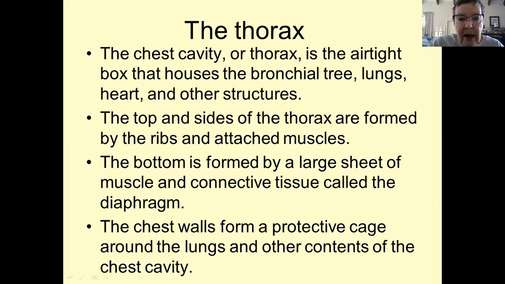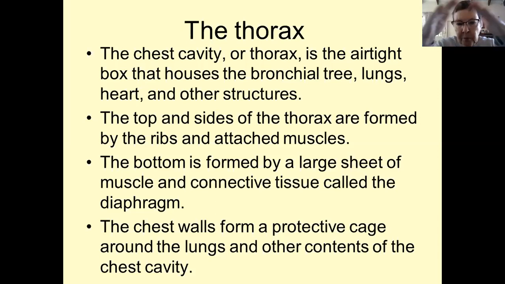So it is airtight. It houses what is called the bronchiole tree, the lungs, the heart, and other structures such as the esophagus, but we're not concerned with the other structures. Let's just talk about this term bronchiole tree. So the bronchiole tree is the air passages through which air passes when it goes into the thoracic cavity. And that consists of the trachea, the two bronchi, the bronchi that divide into smaller bronchi, and they continue to divide and divide and divide and form the little tiny, tiny bronchioles. And we'll talk about that in more detail later on.